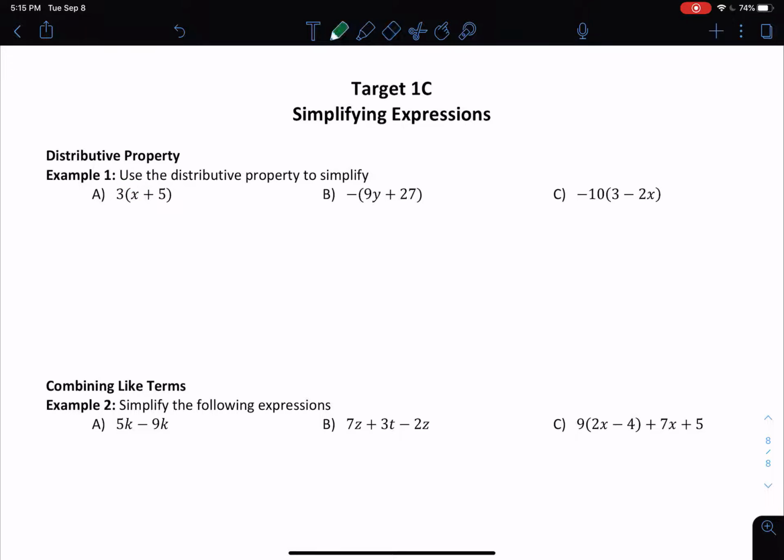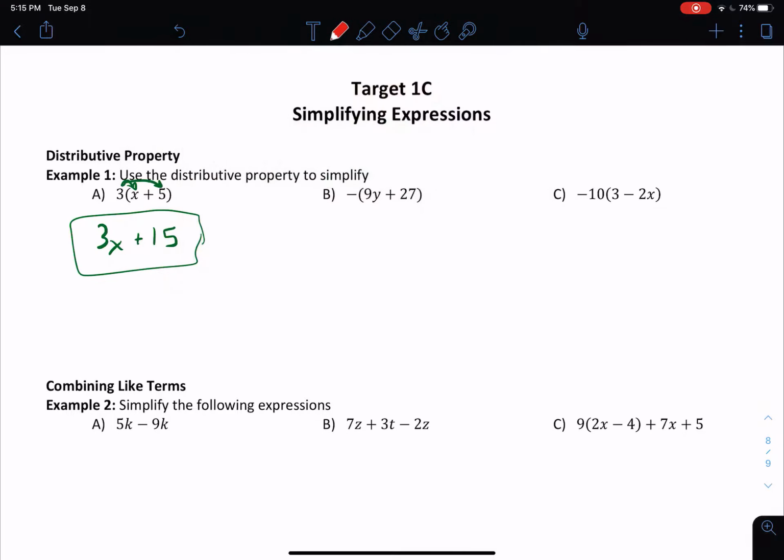Okay, so I'm going to take 3 times x, which is 3x. I'm also going to take 3 times 5, which is positive 15. All right, and that's as far as I can go. I cannot combine those. They are not like terms. I got one that has an x, 3x, and one that's just a plain old number, 15. I cannot combine them. All right, what about in B?